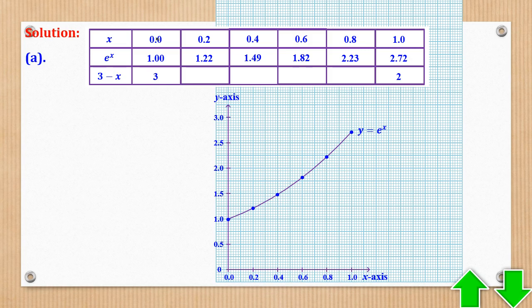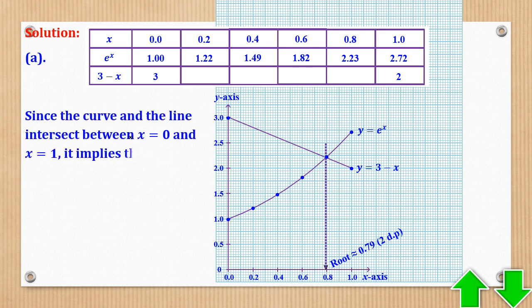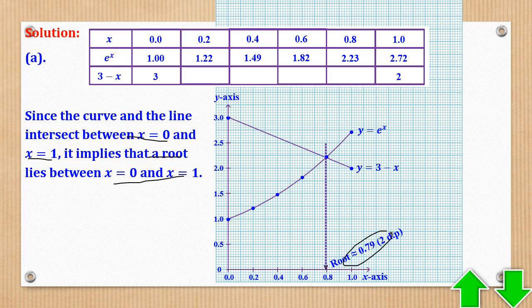Then for this line, 0 corresponds to 3 and 1 corresponds to 2. Then we join, this time using a ruler, and we label. Then they intersect at a single point. That is where the root we need is. Now next we need to conclude that since the curve and the line intersect between this and this, it implies there is a root between this and that, and you've got the root. So that's what they wanted in part A.